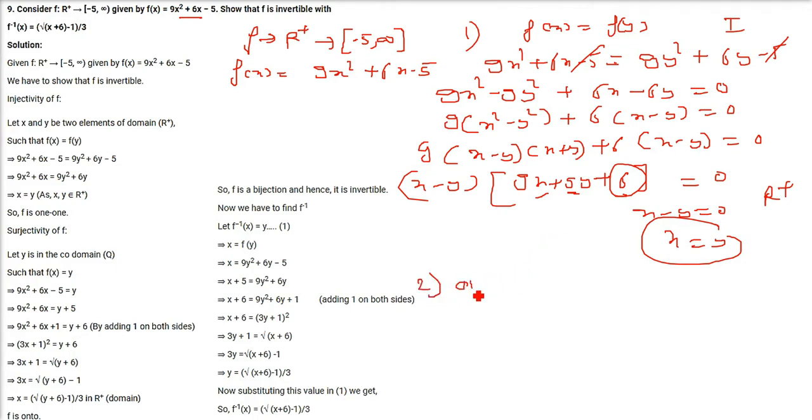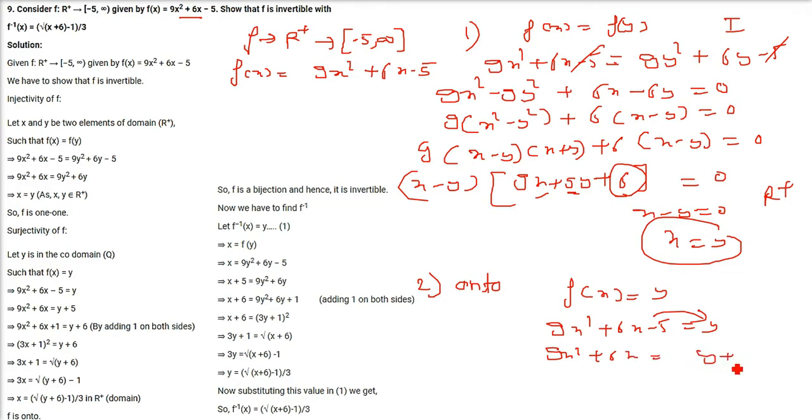For onto, we have to just do f(x) = y. That is, any legal value of x should be there for every value of y. So put f(x), and we just have to write x in terms of y. So 9x² + 6x, take this 5 on the right hand side, it will be y + 5. Now just add 1 on both sides. Why we are adding 1? Because we are trying to make it a perfect square. So this will be (3x + 1)², because 9x² + 1 + 6x is actually equal to (3x + 1)².